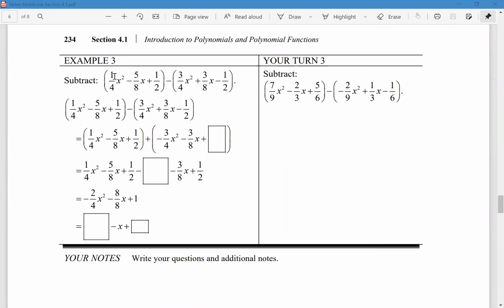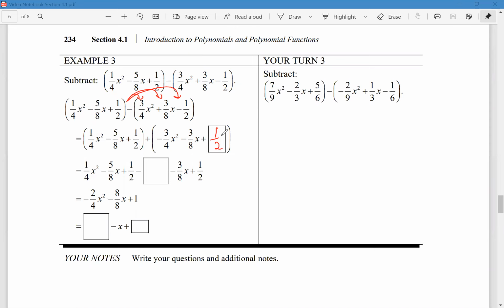So we're subtracting 1/4 x squared minus 5/8 x plus 1/2 minus 3/4 x squared plus 3/8 x minus 1/2. All right, so we're going to distribute that minus sign first, essentially adding the opposite. So that's why the 3/4 is now negative 3/4. The 3/8 is now negative 3/8. The negative 1/2 is now plus 1/2.